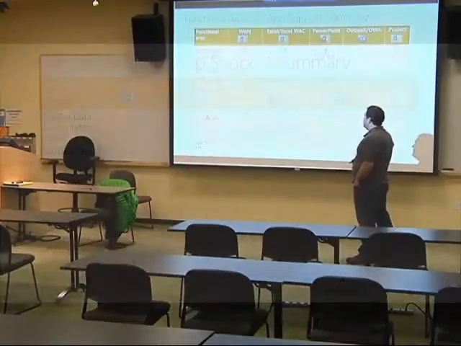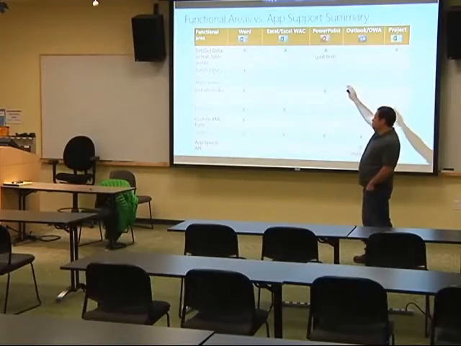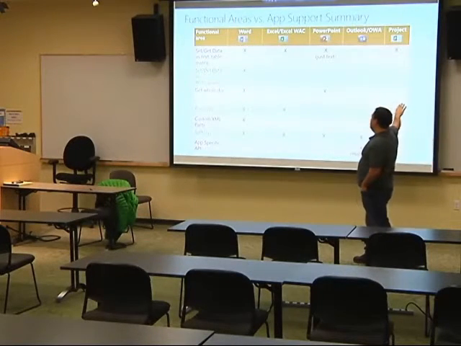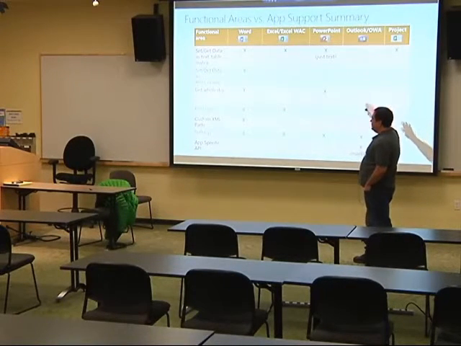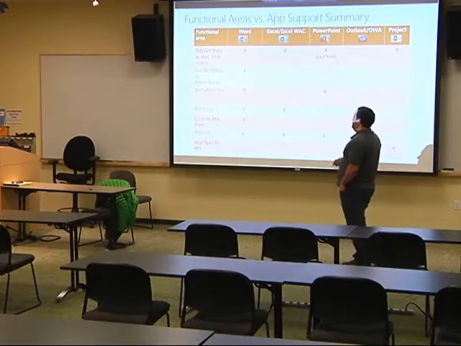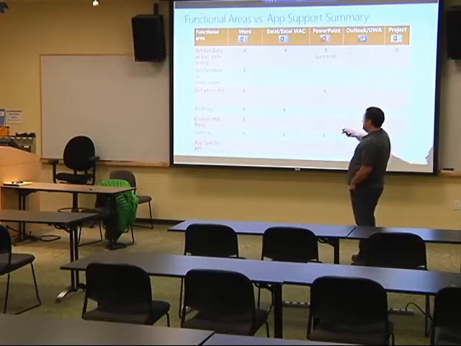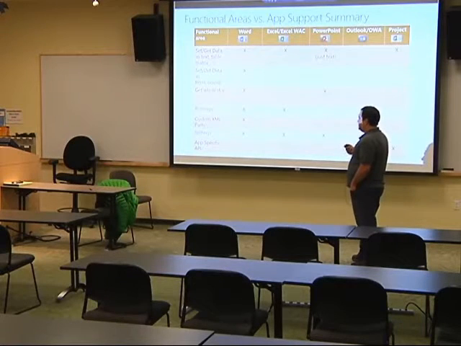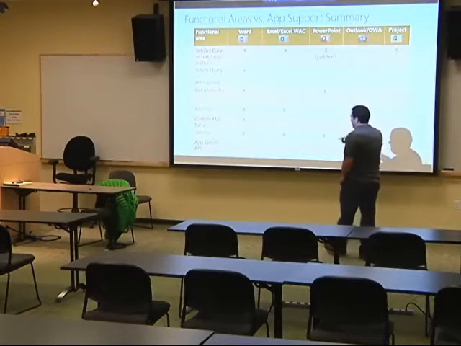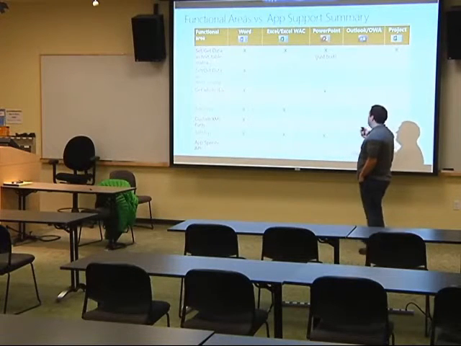Custom XML parts. So this is a map, to summarize what I discussed here, of what you can do with the API. These are the functional areas of the API versus what's available currently in the platform. You can see that Word has almost everything: selection, sending data, getting data as table, matrix, as HTML, getting the whole document, bindings. Excel doesn't support set data as HTML or Office XML, or you cannot get the whole document, but you can create bindings and settings, and so on and so forth.